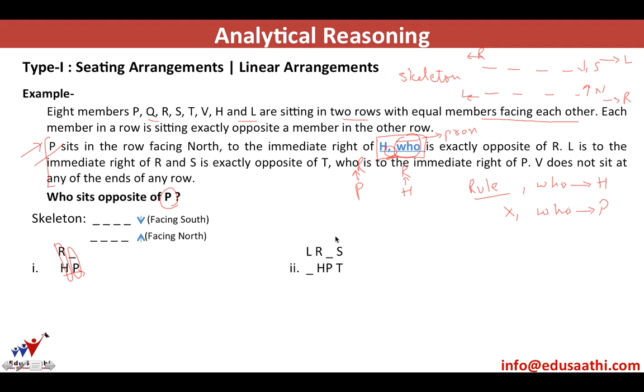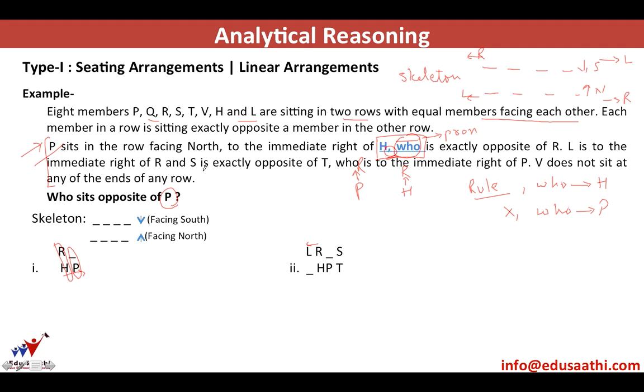Here, L is to the immediate right of R. Because you knew that R would be facing towards south, L is to the immediate right of R. And again, if you refer over here, people who are facing south, this is their right direction. So towards immediate right is L. So L would be facing towards the person who's sitting towards left of H. So I've marked over here.